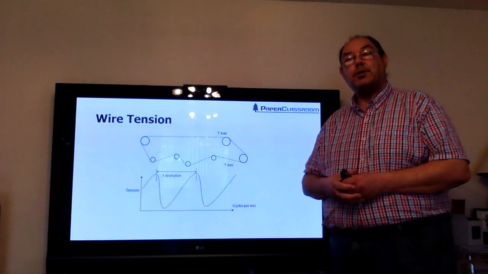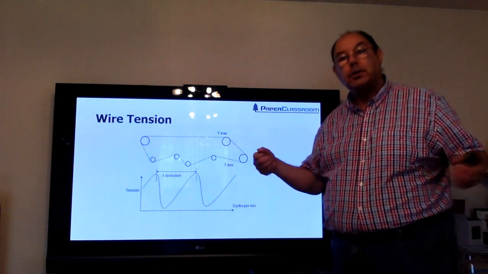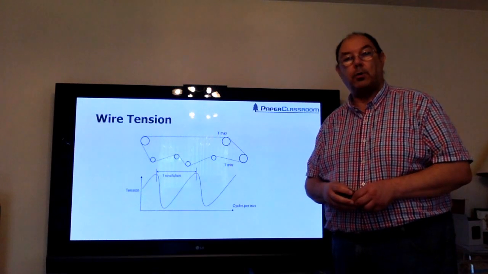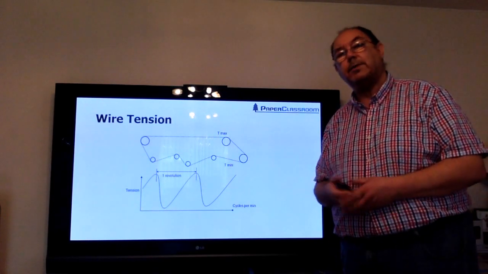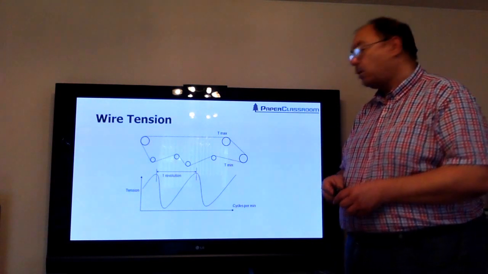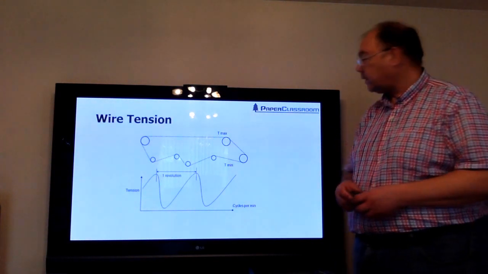And as the wire gets used more and more, it gets stretched, which is why we have tension rollers on wires. But what about measuring of tension? Measuring of tension is quite important. Where should you measure tension?